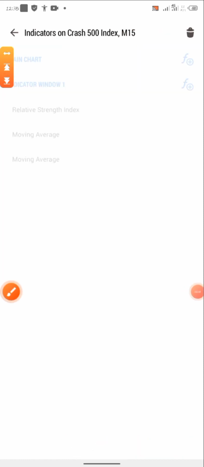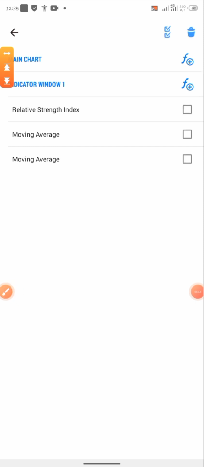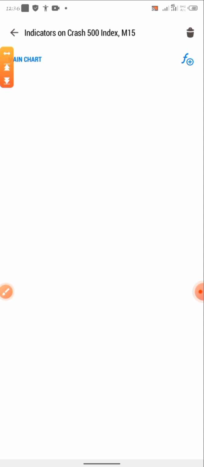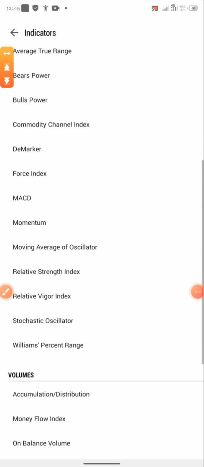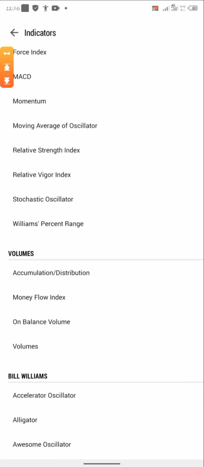The first thing you are going to do is go to this icon right at the top, and then add your indicator. Let me delete everything, then we set it up from scratch. Click on this icon right here, click on this F plus icon, and then the first indicator we're going to be adding is our RSI.